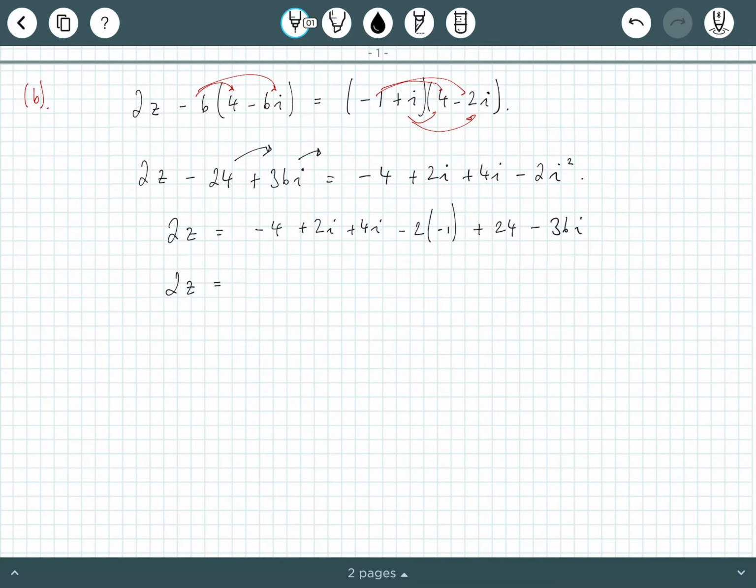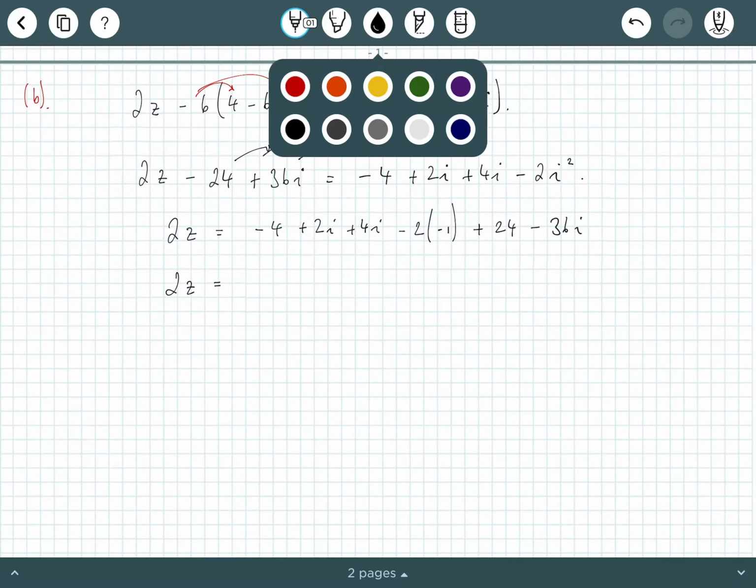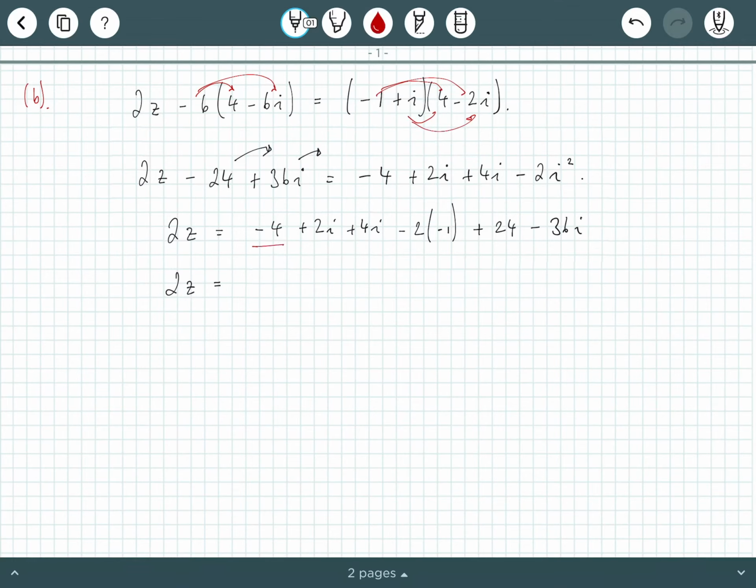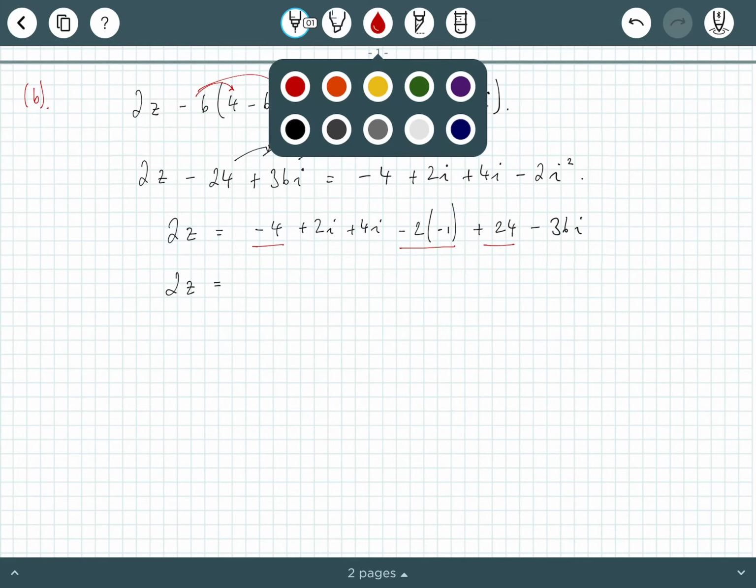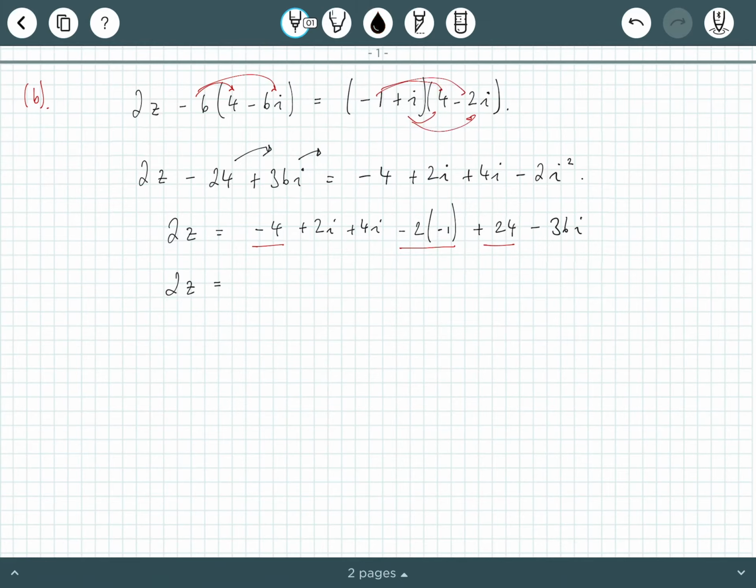Okay, let's put our real numbers with real numbers, imaginary numbers with imaginary numbers. So minus 4 is real, this will become real, and this is real. Minus 4 plus 24 is obviously 20. Minus 2 times minus 1 is a plus 2, so it's going to be 22. 2i plus 4i is 6i. Minus 36i is going to be minus 30i.